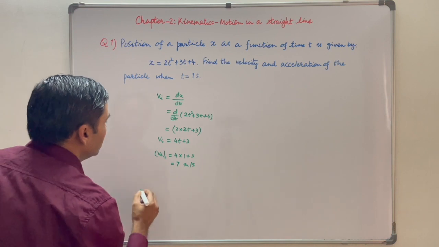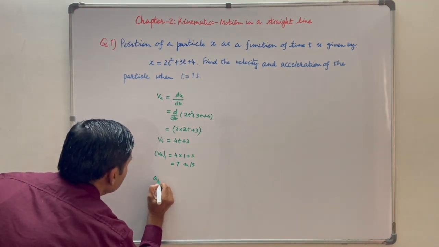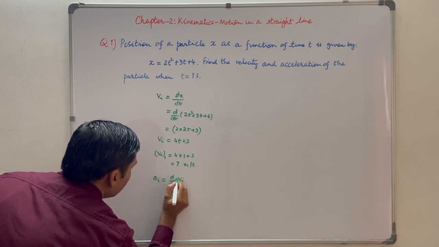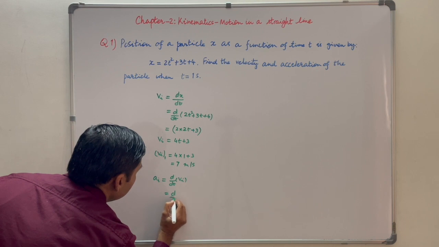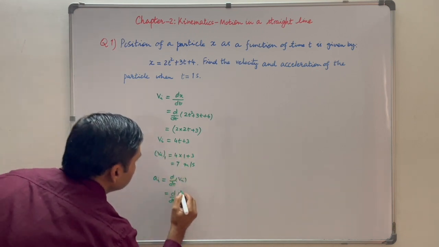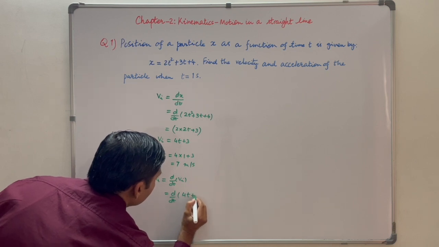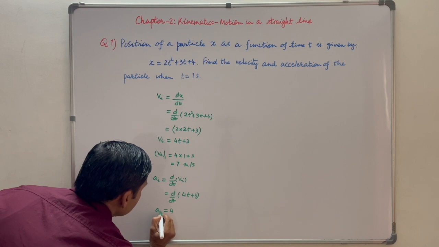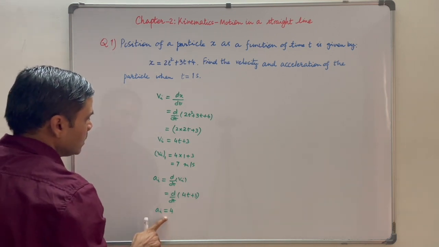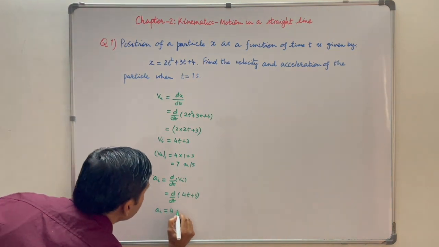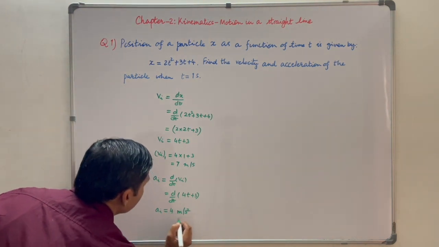Instantaneous acceleration. So instantaneous acceleration ai is equal to d/dt of vi. So that is equal to d/dt of vi, which we have calculated as 4t + 3. That will come out to be 4. So instantaneous acceleration is constant throughout. So at t = 1 second, it will be 4 meter per second square.